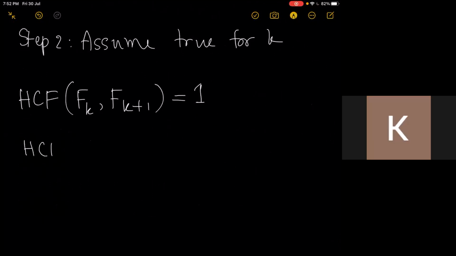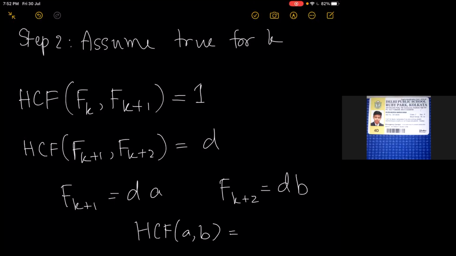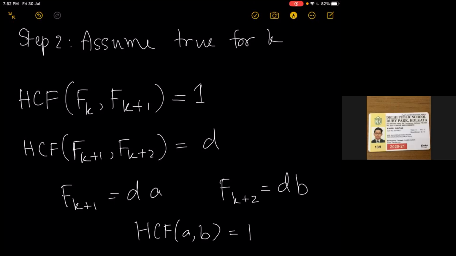Now assume that HCF of Fk plus 1, Fk plus 2 is equal to some d. So I can write Fk plus 1 equal to dA, Fk plus 2 equal to dB, where HCF of A and B is how much? Think about it. Sir, 1. Very good. Why is it 1?